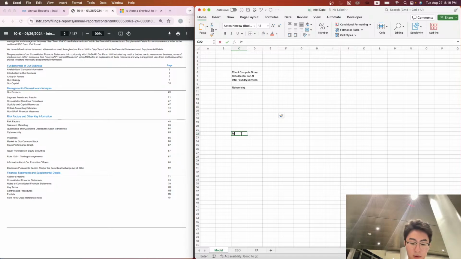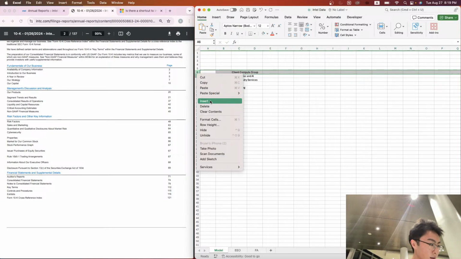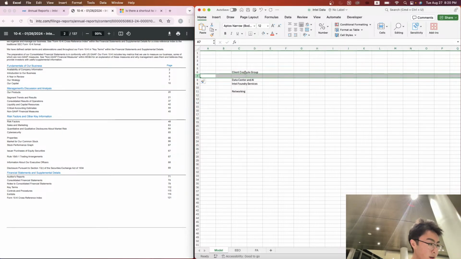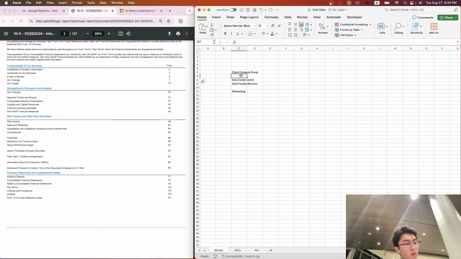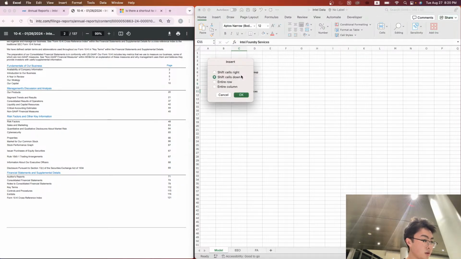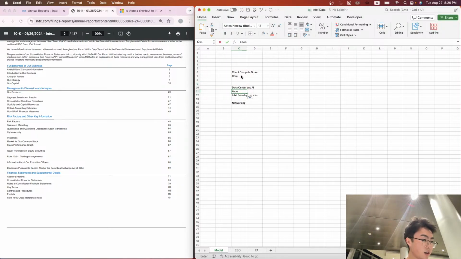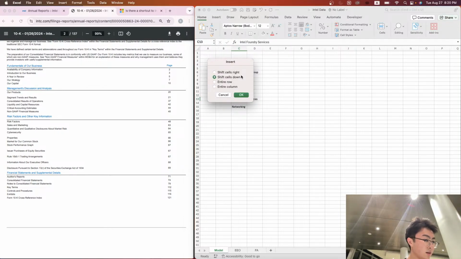Actually, let me see. Let's also think about products, maybe. It'd be nice to maybe add something here. Oh wait, Command Shift plus. Okay, nice. Let's do Core. All right. And then Xeon. Maybe even Gaudi.